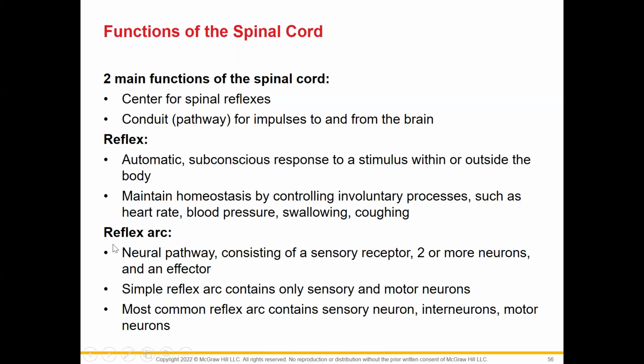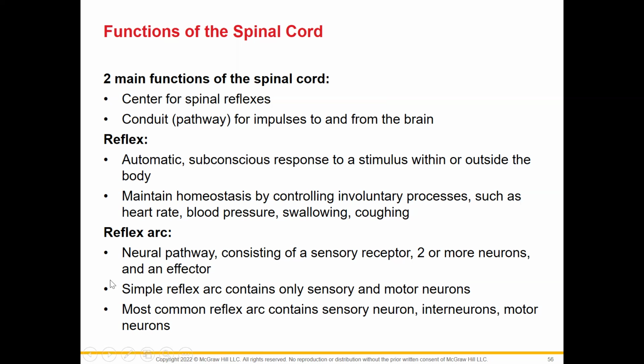A reflex arc. A reflex arc is a neural pathway that consists of a sensory receptor, at least a sensory receptor and two or more neurons, and then the effector. So the receptor can be that neuron, or it may be another structure, but it's the receptor or receptor portion of a neuron, the neuron, and then the effector. That is the reflex arc.